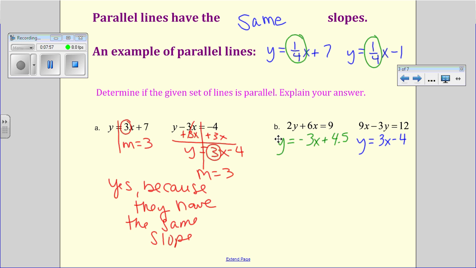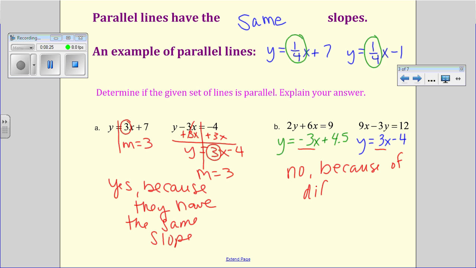Marcus? No. The first equation's x is negative, and the second one is positive. Okay. Ladies and gentlemen, it's not just good enough that they're both 3. They have to be exactly the same. And so negative slope would be going down, positive slope would be going up. They would eventually intersect, which means they are not parallel. So no, because different slopes.